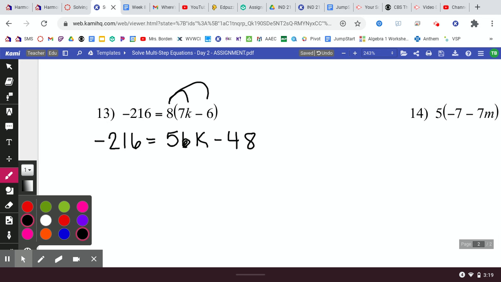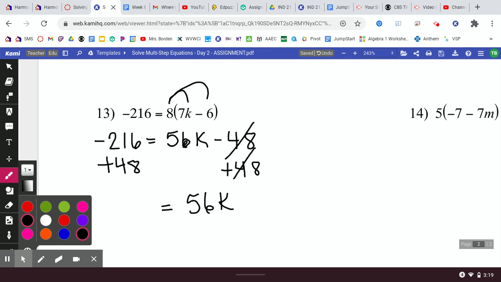There's no like terms to combine on the left or on the right, so I'm going to start moving. And because I only have 1k in the whole problem, I'm going to leave it where it's at, and I'm going to move my number away from it. So plus 48 and plus 48. That leaves 56k over here by itself. And on the other side, I've got negative 216 plus a 48.